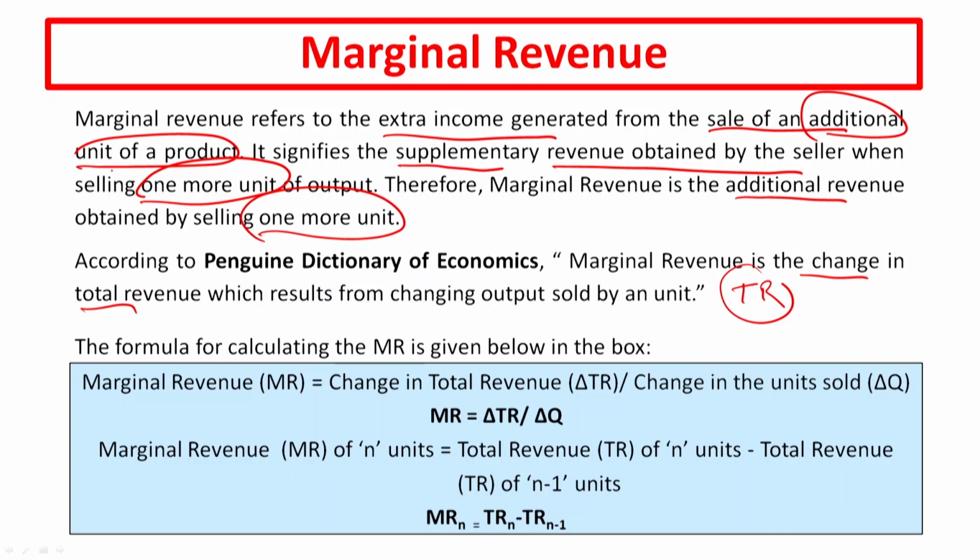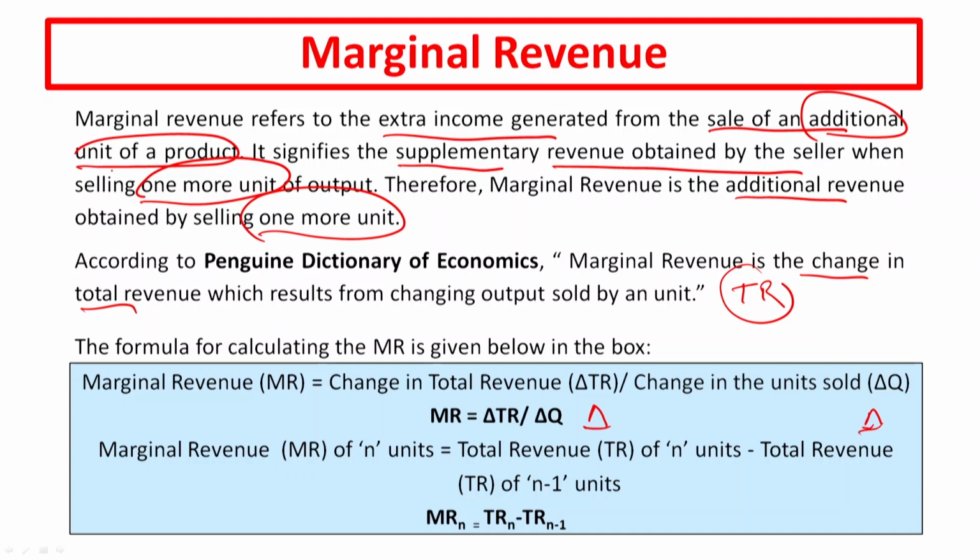Now, we will be talking of the formula for calculation of MR. The formula here is that MR is equal to change in total revenue, which is represented by the word delta, change in total revenue, upon change in units sold, which can be represented by delta Q. So, the formula is MR is equal to delta TR upon delta Q, which means change in total revenue upon change in the units being sold.